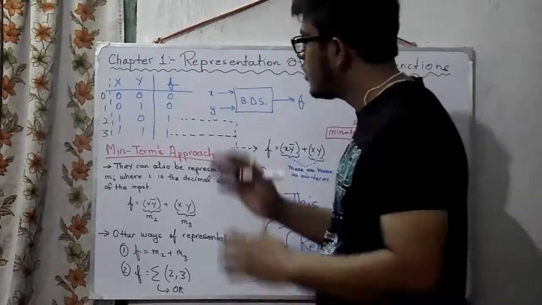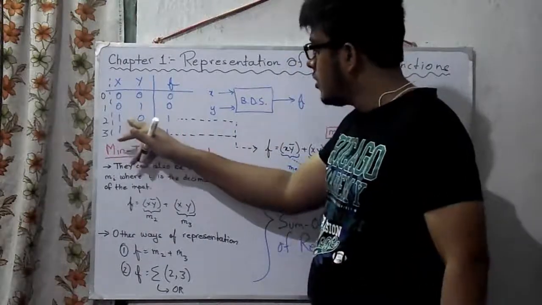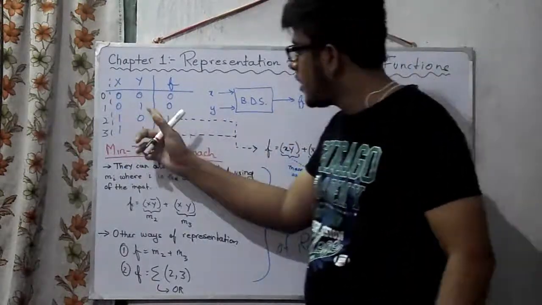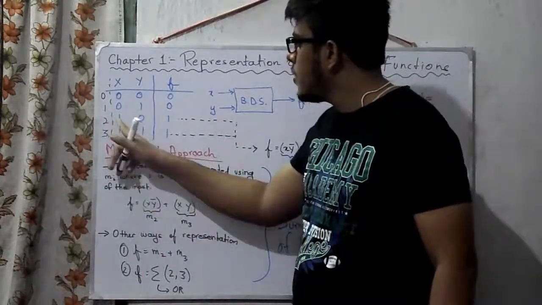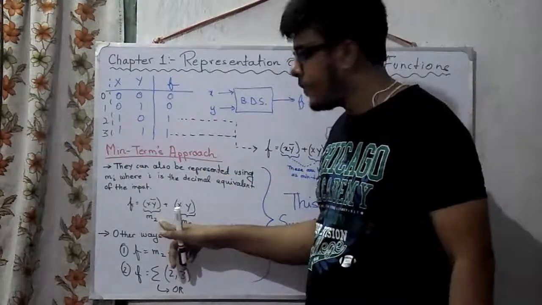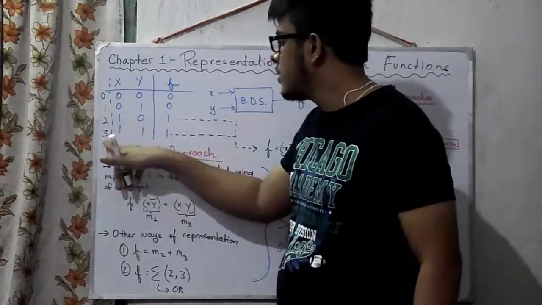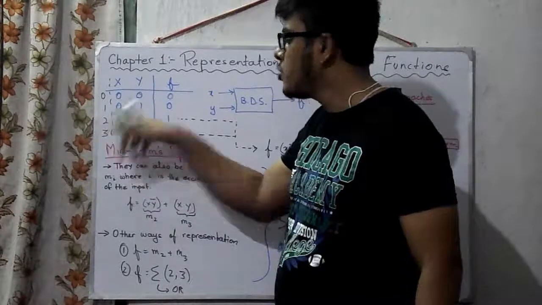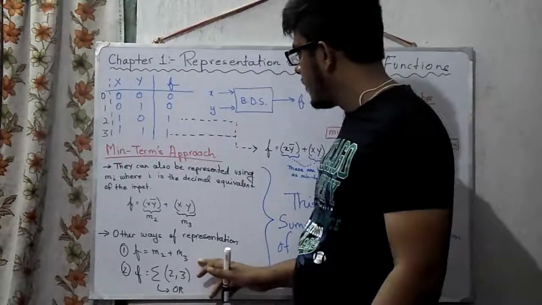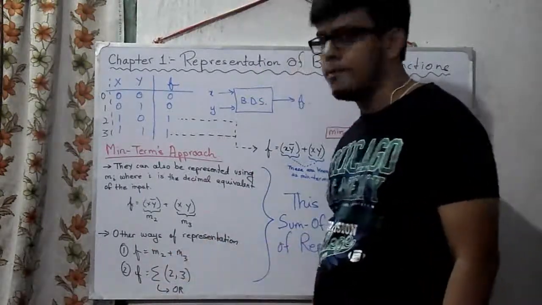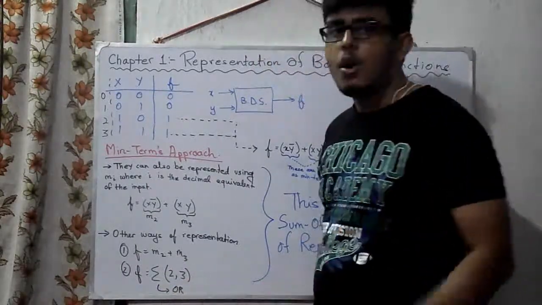In MinTerms, we consider those input combinations where the output is 1. We have these two rows where the output is 1, with decimal equivalents 2 and 3. So xy bar, which is 1 and 0, is represented as m2, and xy is represented as m3, because the decimal equivalent of xy is 3 and that of xy bar is 2. The first representation is the mi representation, that is m2 plus m3. The other representation uses a summation symbol, which means the OR operation.